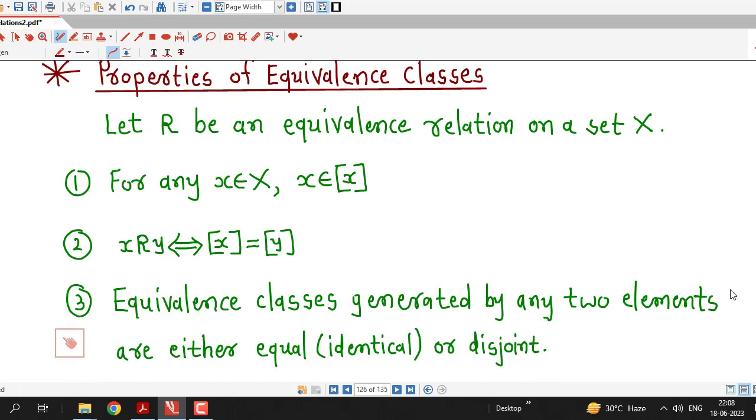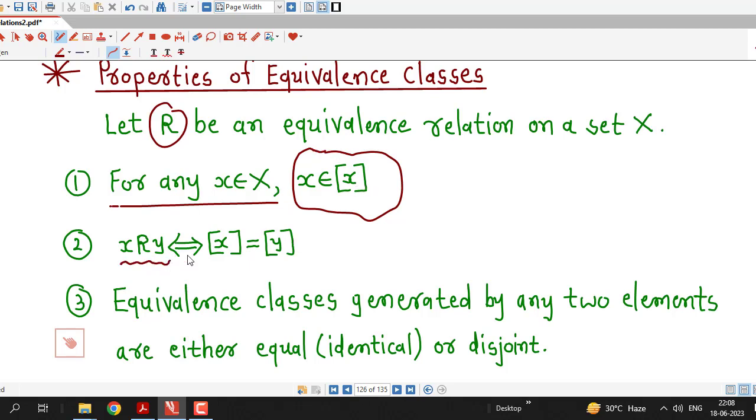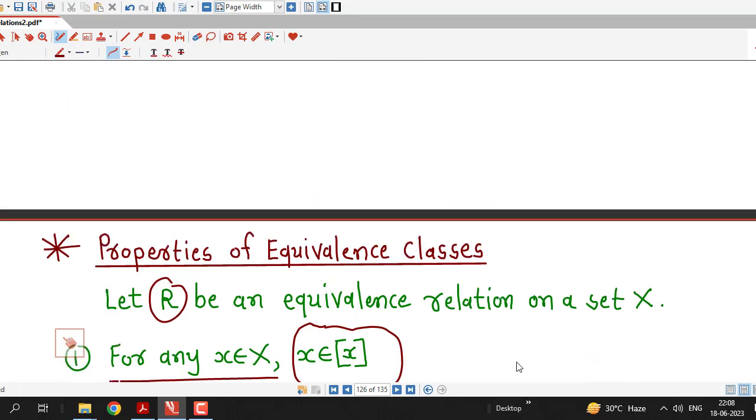Here I have written some properties which we just discussed. Properties of equivalence classes. Let R be an equivalence relation on a set X. Then for any x in the given set X, x is always a member of the equivalence class generated by x. If two elements are related, then their equivalence classes are equal, and if equivalence classes are equal, then the two elements are related. Equivalence classes generated by any two elements are either equal or disjoint.